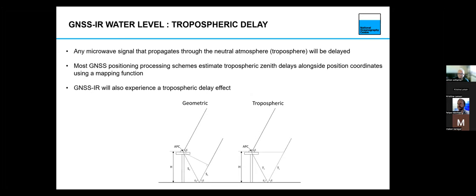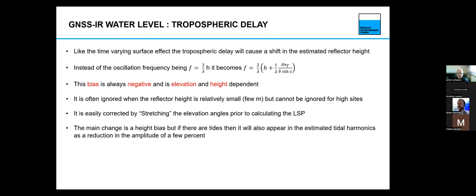The second model and effect we have to account for is the tropospheric or atmospheric delay. Any microwave signal that propagates through the atmosphere will be delayed. In GNSS positioning processing schemes, they estimate the tropospheric zenith delay alongside position coordinates using a mapping function. In GNSS-IR, we also experience this tropospheric effect. It's a combination of a slight change in the elevation angle that the signal comes in at and a delay along the path. So what it will do is cause a shift in the estimated reflector height.